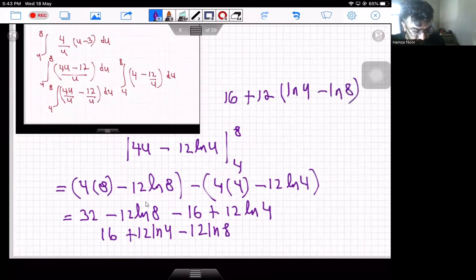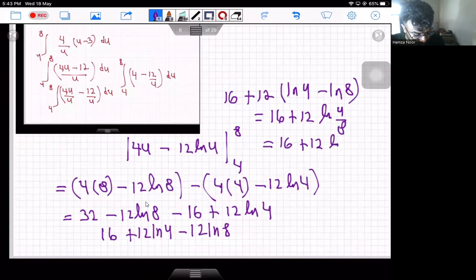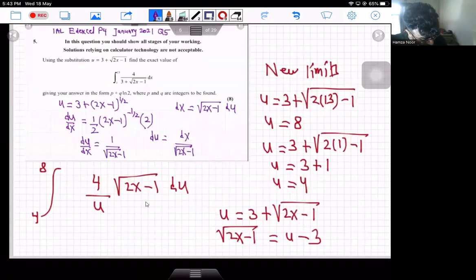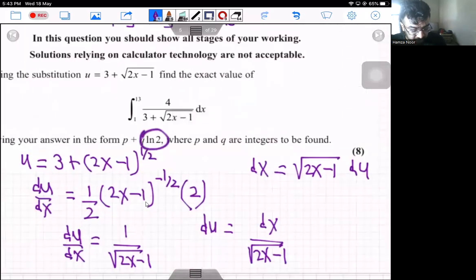And then according to the quotient law of logs, we can rewrite it like this: 16 plus 12 into ln 4 over 8. So this is 16 plus 12 times ln half, but our requirement is in the form of p plus q ln 2. We need something like this, ln 2 over here.